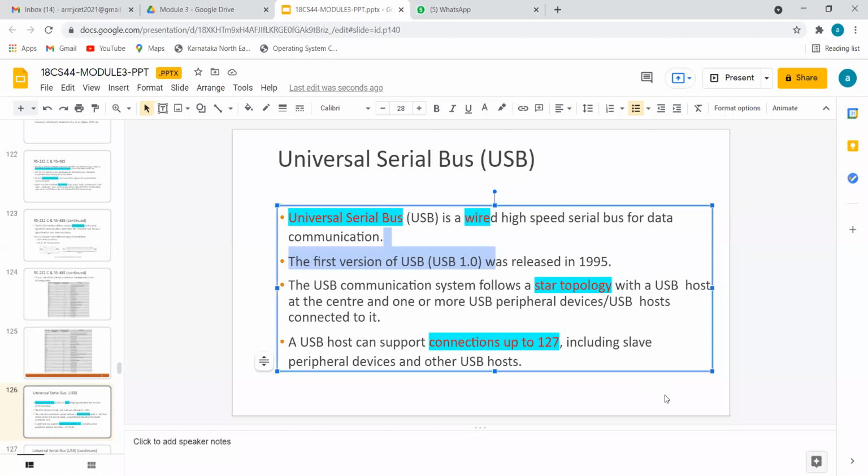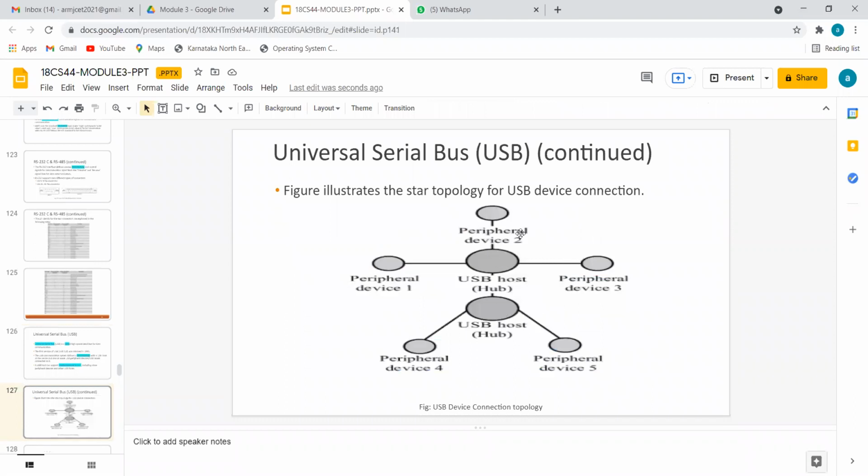Even though a pen drive is called a USB device, the interfacing communication protocol is USB. It was released in 1995 and it uses a star topology. Star topology, I hope you all know the concept. Anyway, we have one more slide here showing the star topology. In the middle, there will be a host who will control all the peripheral devices which communicate with each other via the USB protocol.